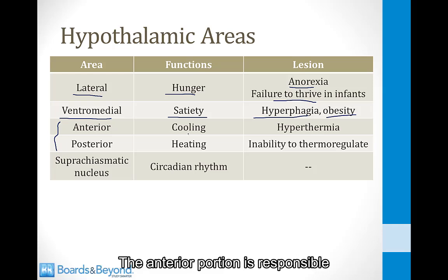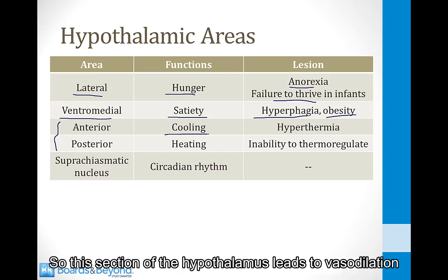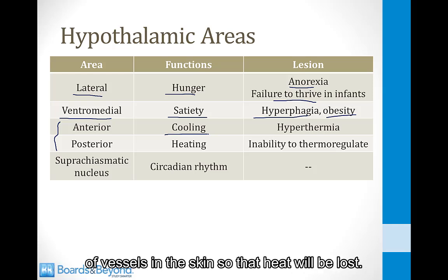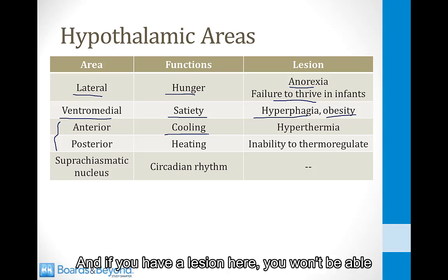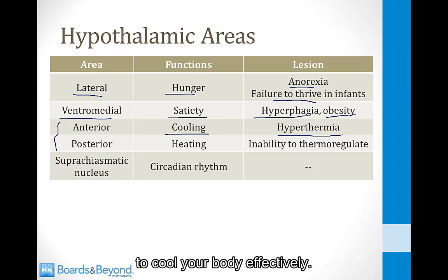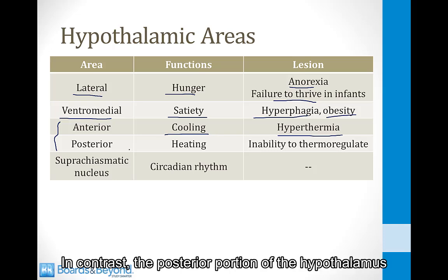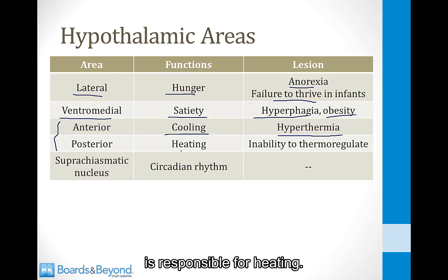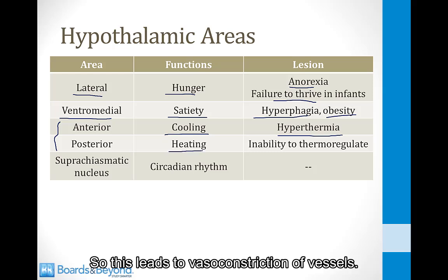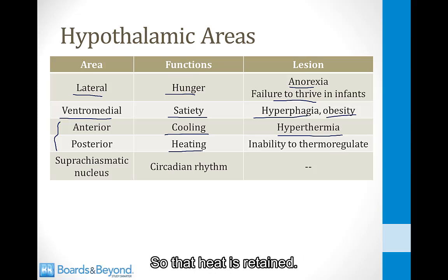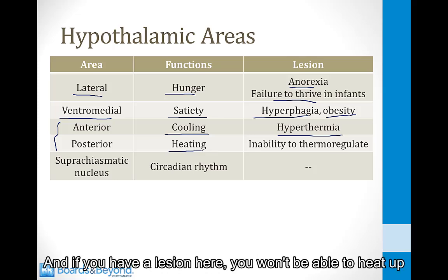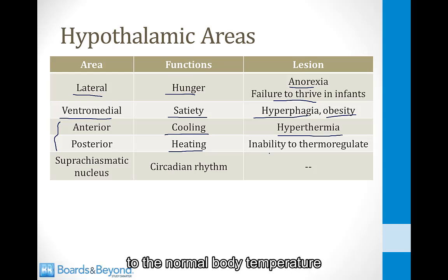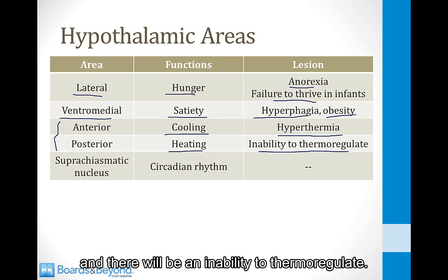The anterior and posterior portions of the hypothalamus are responsible for cooling and heating. The anterior portion is responsible for cooling the body off. So this section of the hypothalamus leads to vasodilation of vessels in the skin so that heat will be lost. And if you have a lesion here, you won't be able to cool your body effectively. In contrast, the posterior portion of the hypothalamus is responsible for heating. So this leads to vasoconstriction of vessels so that heat is retained. And if you have a lesion here, you won't be able to heat up to the normal body temperature, and there will be an inability to thermoregulate.